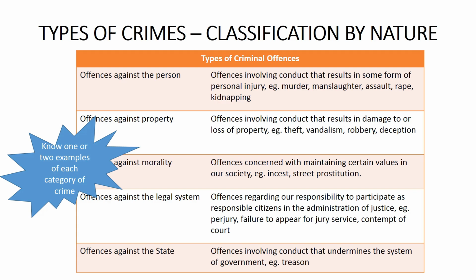We've just looked at the 5 different types of crimes classified by their nature. That is, whether they are offences against the person, property, morality, the legal system, or the state. Include the definitions of each of these types of crimes that I've given you in your vocabulary sheets, along with 1 or 2 examples of each of these types of crimes.